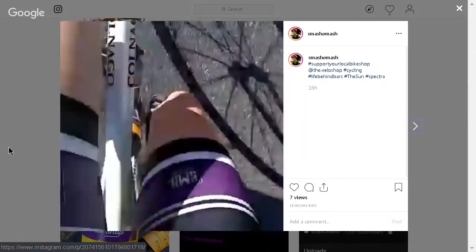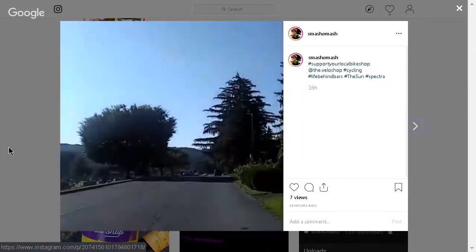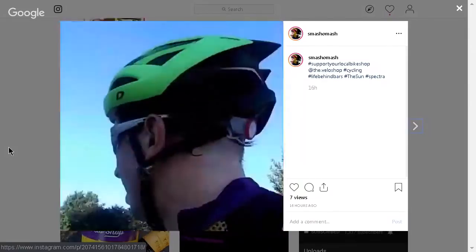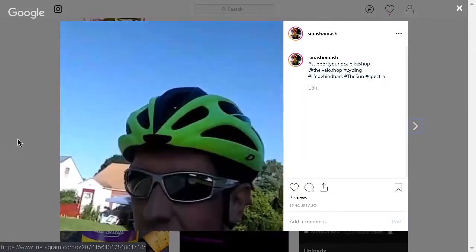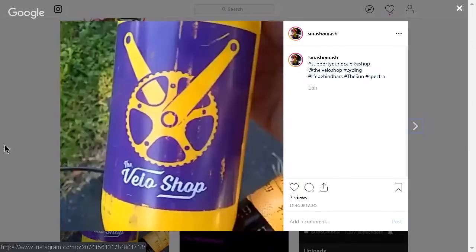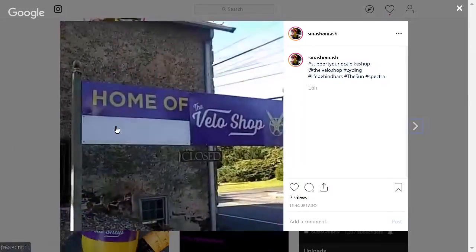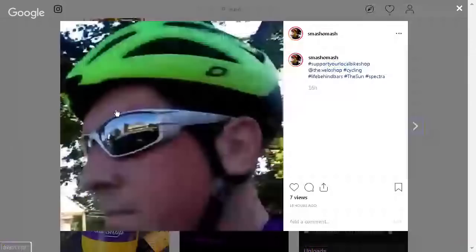Some scenery in Emmaus, Pennsylvania. I must be going uphill. I don't look happy. Here's your local yellow dwarf, and here's your local bike shop. I like to shop at places that match my clothes.